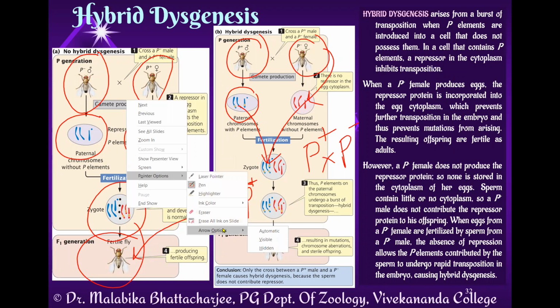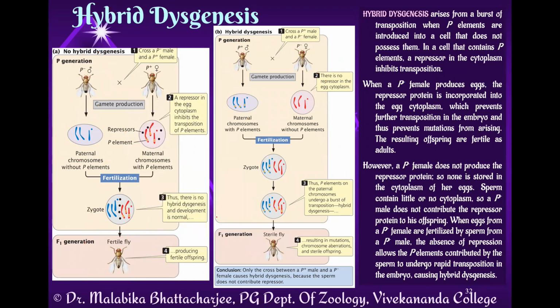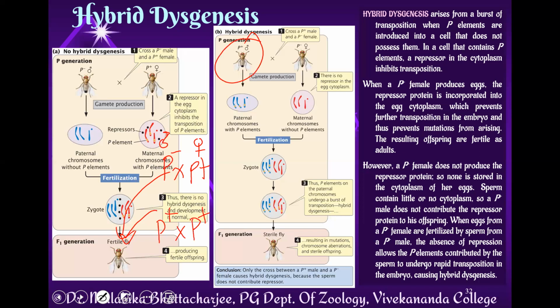So for a normal fly, the combinations are, let's do male, female: P minus, P plus. This will give us a normal fly. And again, P plus with P plus will also give us a normal fly. Hybrid dysgenesis is only observed when we have a P plus male mated with a P minus female. So with this, we come to the end of this topic, transposable genetic elements.